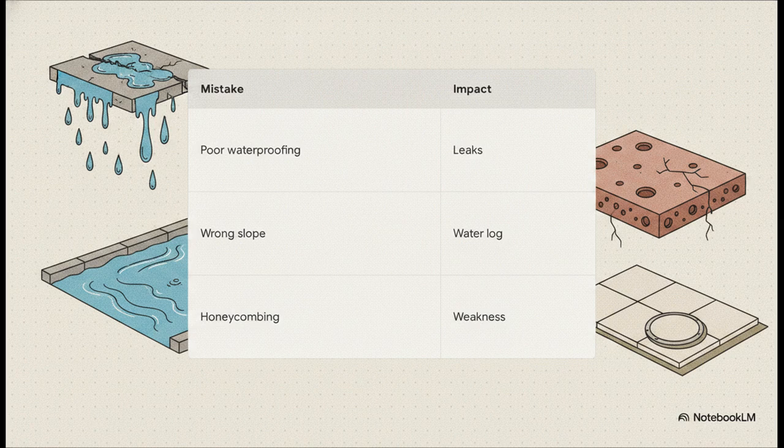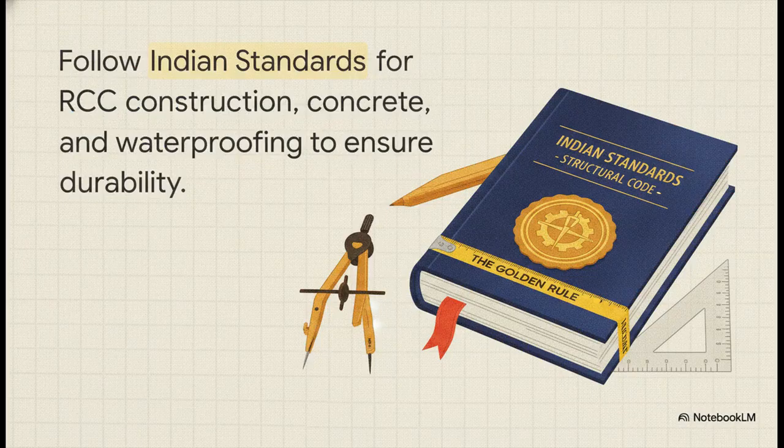If you do a terrible job with the waterproofing, the impact is severe, incredibly costly leaks into the rooms right below you. If you get the floor slope wrong, you're looking at constant waterlogging. If you rush the concrete pour and end up with honeycombing, those porous, ugly voids in the concrete, you've just created a severe structural weakness. And if you accidentally block the inspection points when you're laying down the tiles, you've just made future maintenance completely impossible. So, for the professionals and engineering students tuning in, here is a golden rule for you.